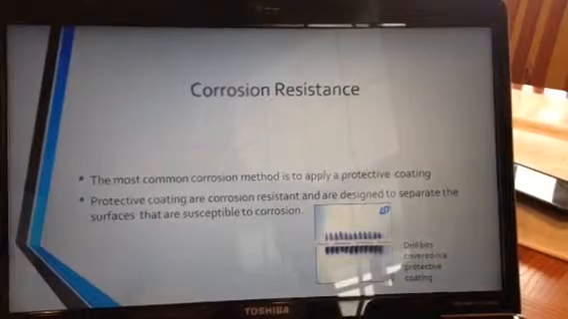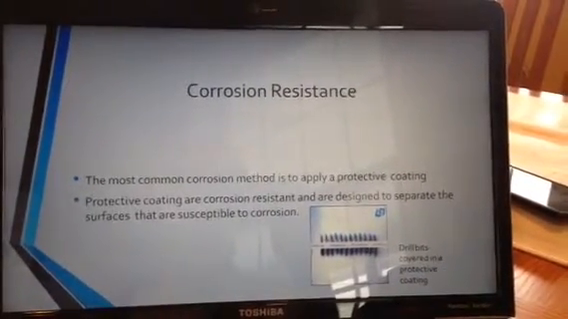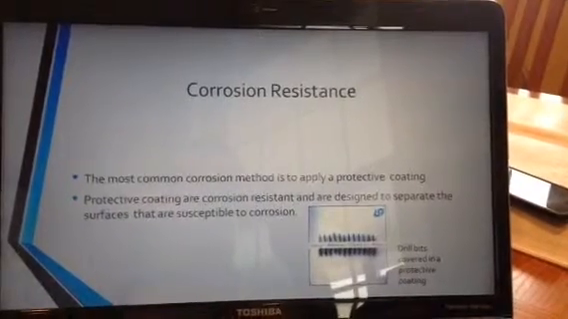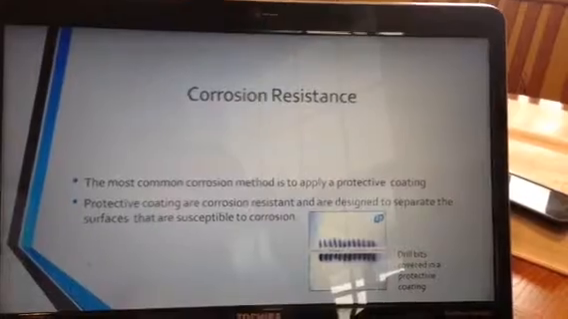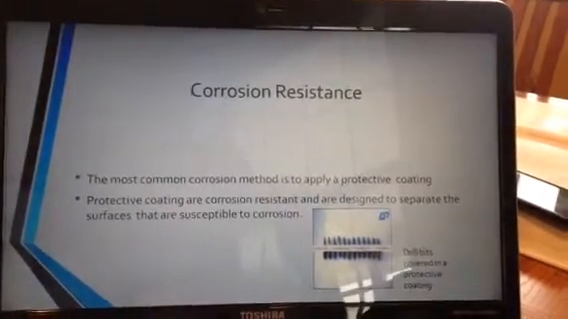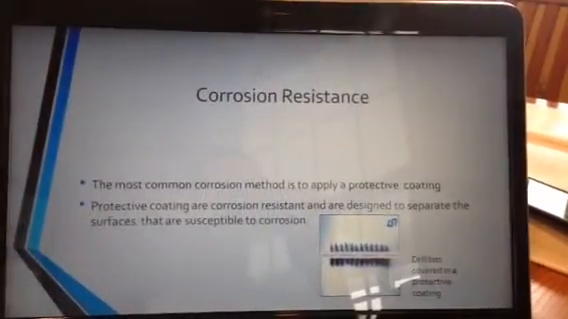It is important for batteries to be able to resist corrosion so they can last longer. The most common corrosion method is to apply a protective coating. Protective coatings are corrosion resistant and are designed to separate the surfaces that are susceptible to corrosion. As you can see below, these drill bits are covered with a protective coating.